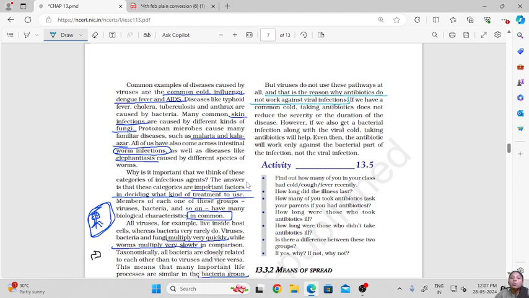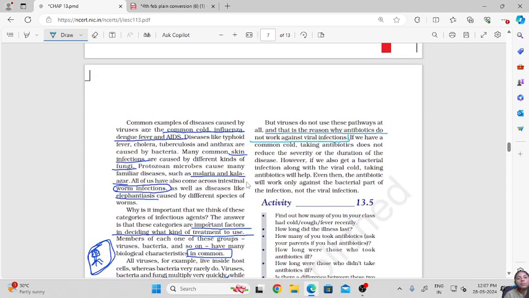Now if we have a common cold, taking antibiotics does not reduce the severity of it. This is caused by a virus, right? So taking antibiotics will not help in reducing the severity or the duration of this disease.